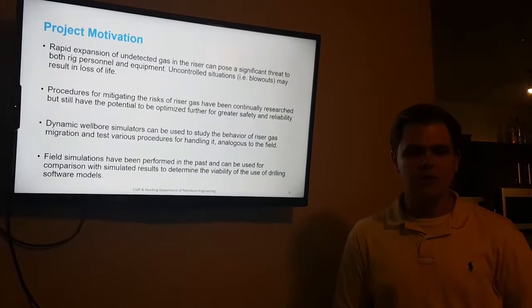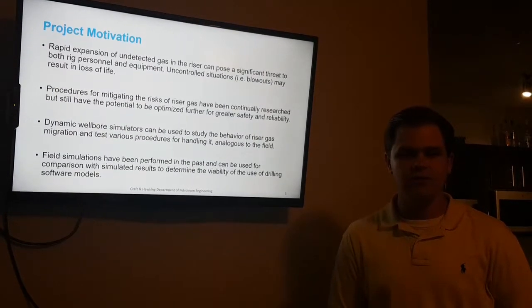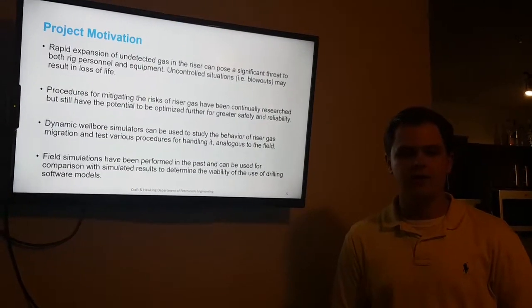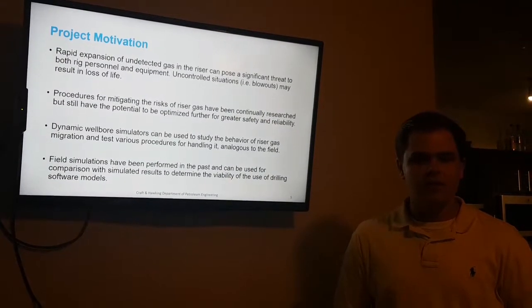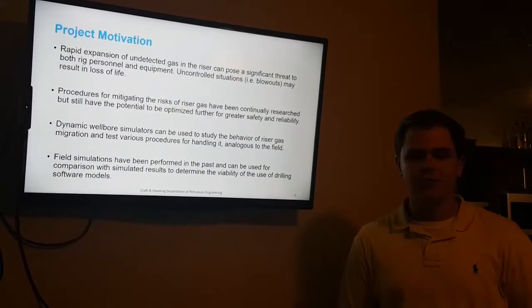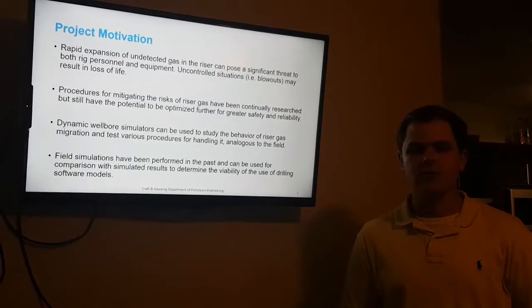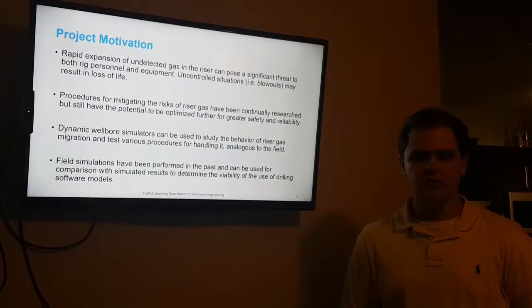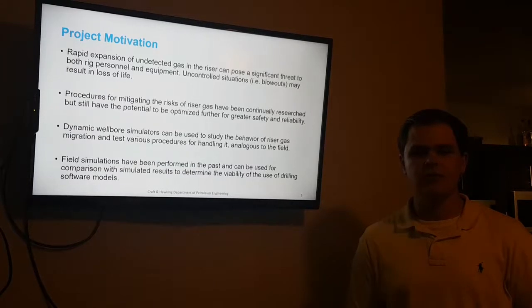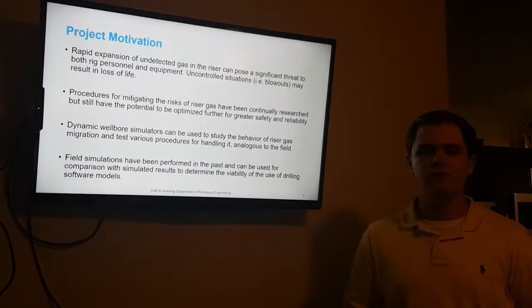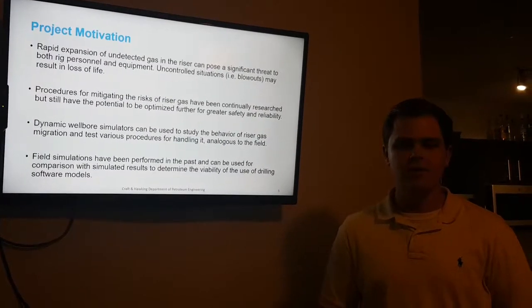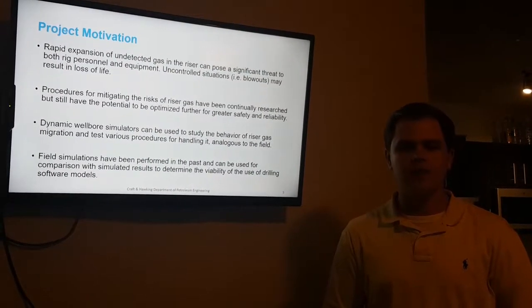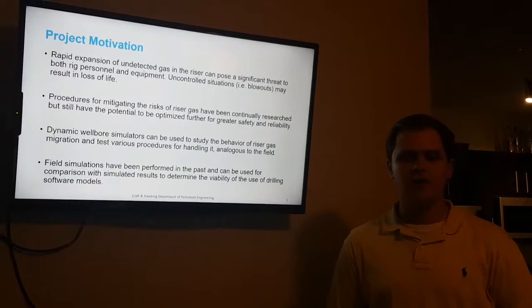Dynamic wellbore simulators, like Schlumberger Olga, can be used to study the behavior of riser gas migration and test various procedures for handling it. Field simulations have been performed in the past, but can be used for comparison with simulated results to determine the viability of using drilling software models. We can then use further modeling to support data and be able to optimize better procedures for mitigating riser gas.